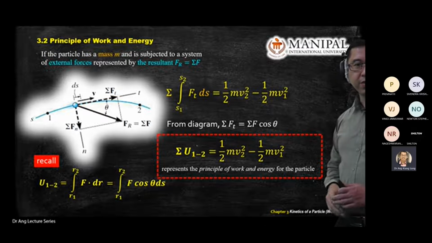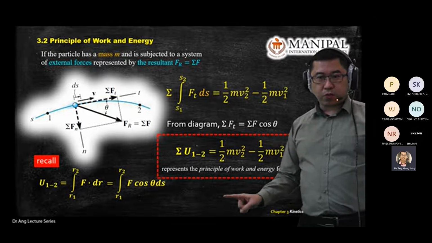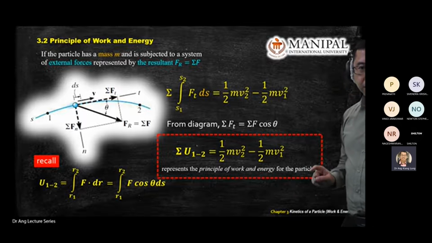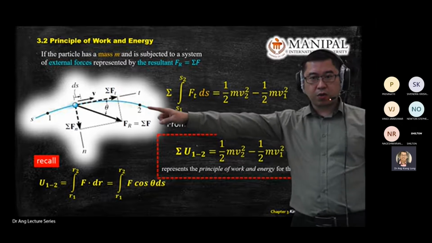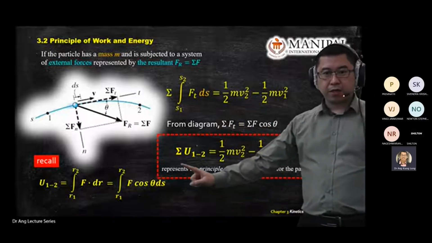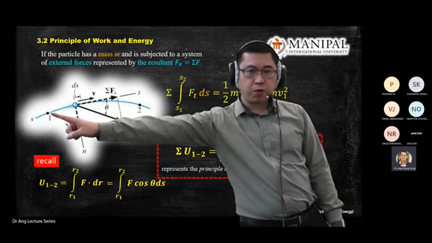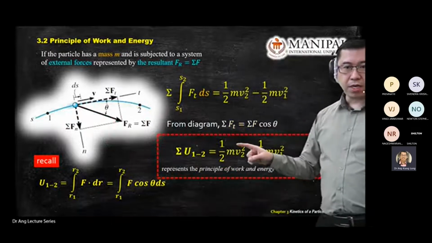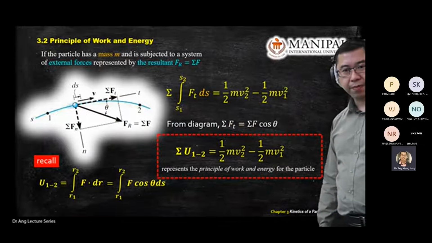I think it's a new equation that you learn in the second session for today. This equation we call the principle of work and energy for particles. Work done when one particle travels from point 1 to point 2 in curvilinear motion equals 1 over 2 mv squared minus 1 over 2 mv squared.